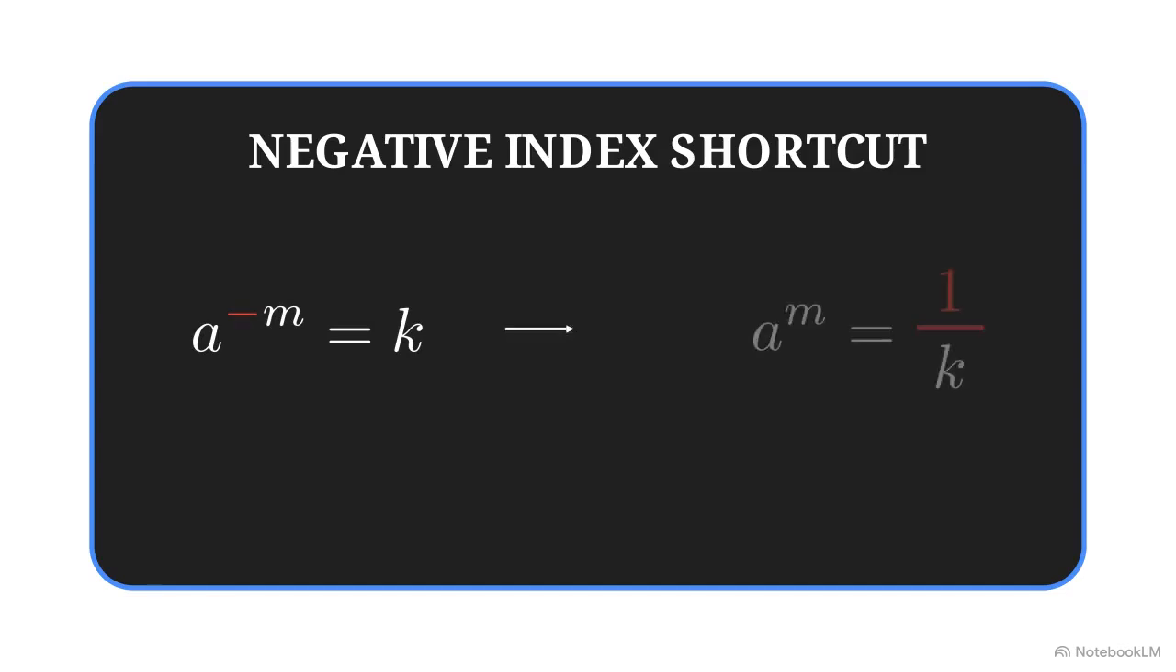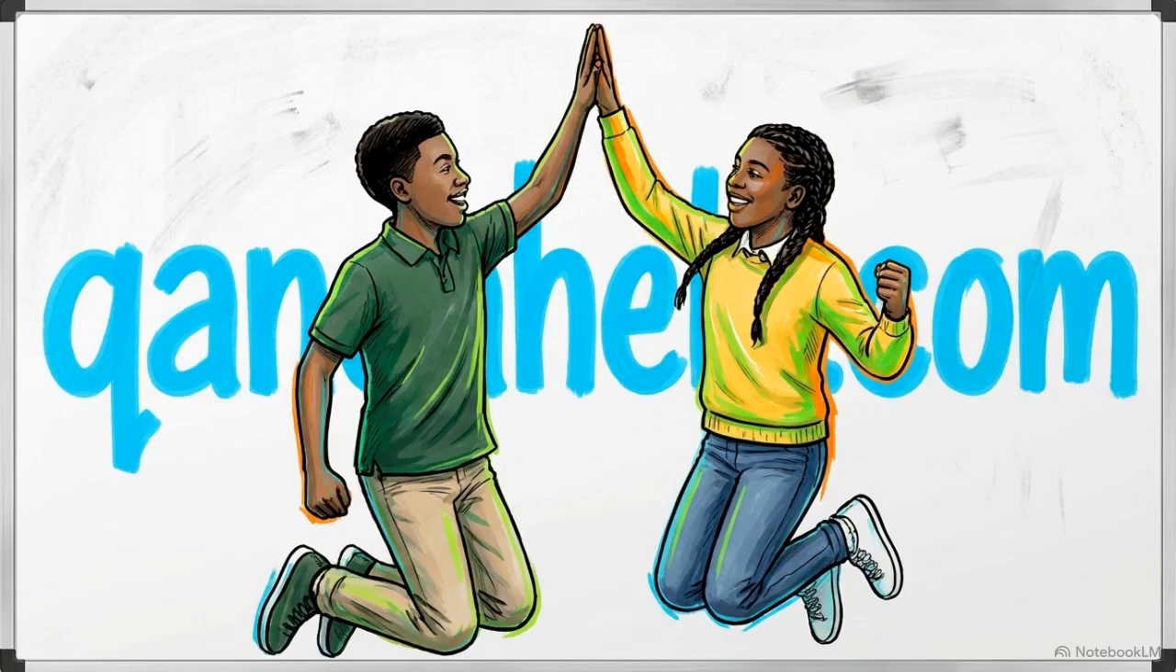Take a screenshot of this cheat sheet box. It maps out the exact shortcut. If a to the power of negative m equals k, then a to the power of m equals 1 over k. You have mastered this rule.